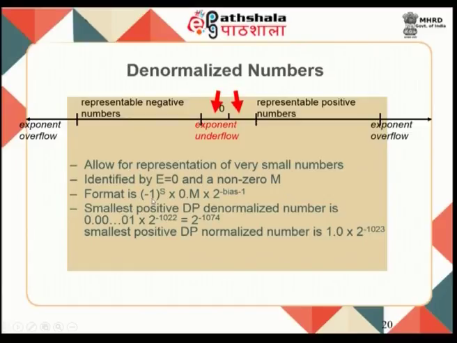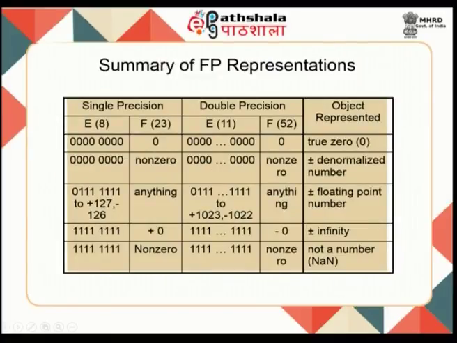So, the format is minus 1 power s into 0.m into 2 power minus bias minus 1. The smallest possible double precision denormalized number is given by this, and the smallest positive double precision normalized number is given by this. If it is normalized, it is going to be 1.0 into this. If it is denormalized, it is going to be 0.0 into this. So, this gives you the summary of floating point representations.